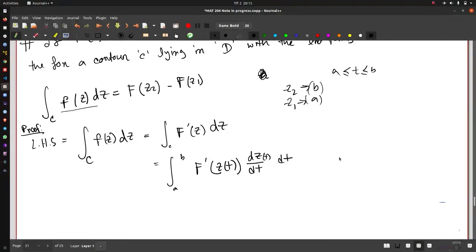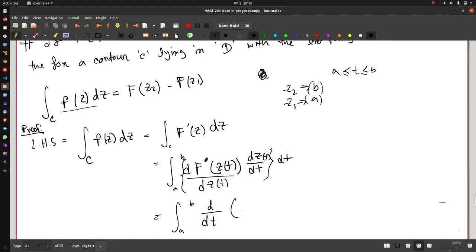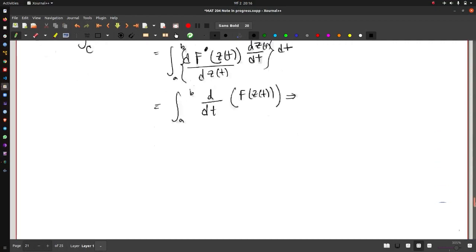Okay, so instead of this prime, if you can write it like this, this will be more clear. And what you see on this side is nothing but the chain rule. So this is just d/dt of F of z of t, sorry, it should be this. This is it, and from this line you can use the fundamental theorem of calculus.